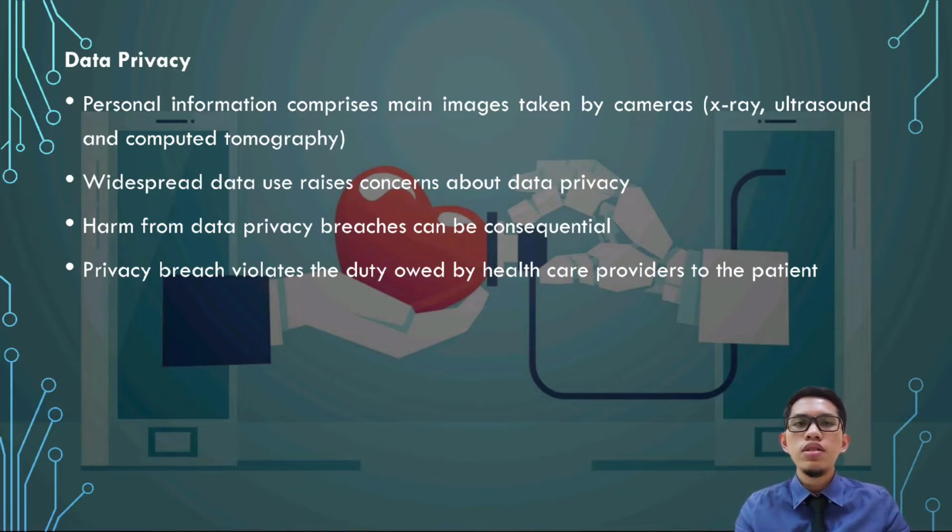Personal information in radiology comprises mainly images, analogous to photos taken by cameras, such as X-ray, ultrasound, and computed tomography. This data is highly personal and sensitive. Widespread data use for AI training raises obvious concerns about data privacy, balancing beneficence on the one hand and justice on the other. Harm from data privacy breaches can be consequential, where a patient demonstrably suffers from discrimination, humiliation, or increased cost of insurance, or the harm can be deontological. Even if that particular patient did not suffer a negative consequence, the privacy breach still violates the duty owed by the healthcare provider to the patient.